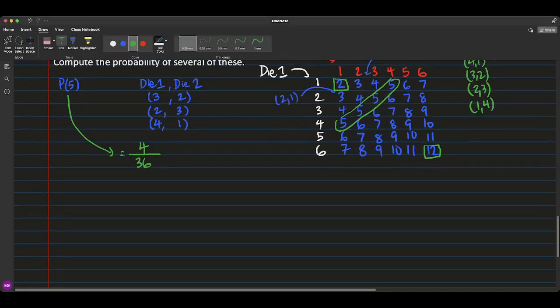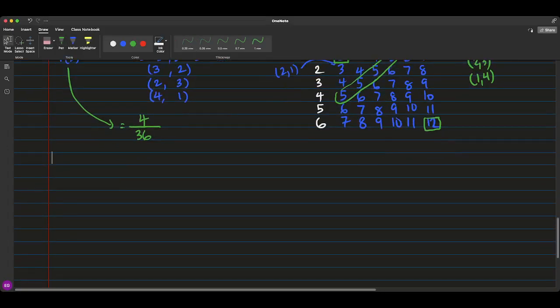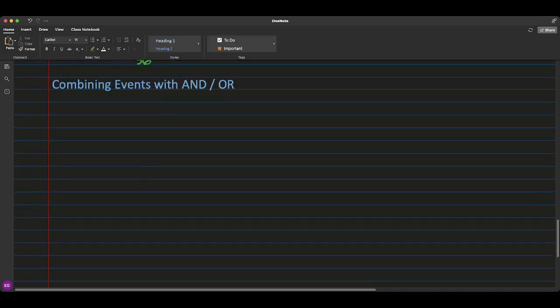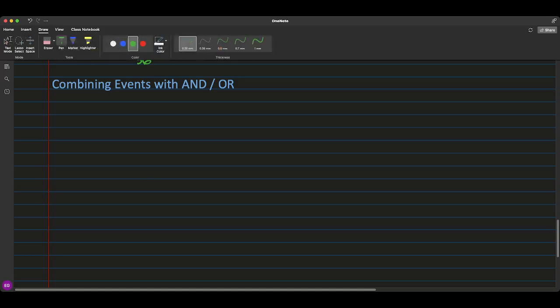Okay. So we are now going to discuss combining events. Combining events with and or. Okay, so we'll combine events in two different ways. The easy way to do this, I would say, is with a Venn diagram. So I'll do an example and I'll explain how to combine events with an and or an or, and explain what the Venn diagram is along the way. So I guess we'll start with and.